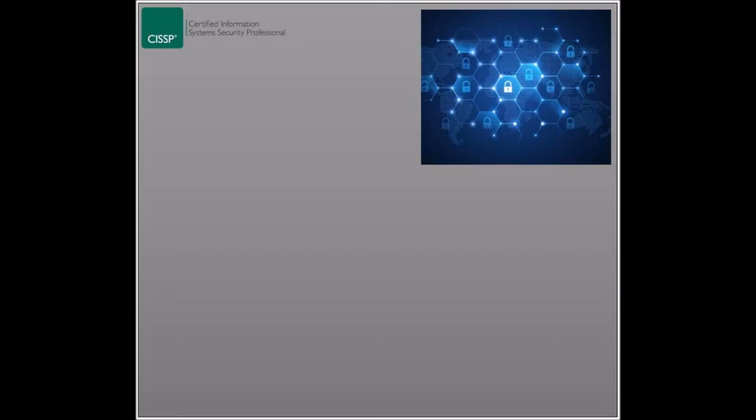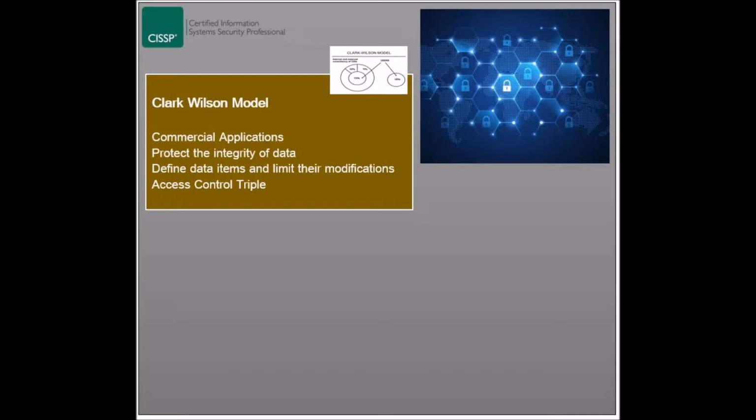Continuing with discussing the security models, the remaining models that should be considered are the Clark-Wilson model, the Brewer and Nash model, the Goguen-Meseguer model, the Sutherland model, and the Graham-Denning model. The Clark-Wilson model is similar to the Biba model, but with a focus on commercial applications. The model's purpose is to protect the integrity of data, and it achieves this by defining data items, and limiting the modification of these items to a specific set of programs.